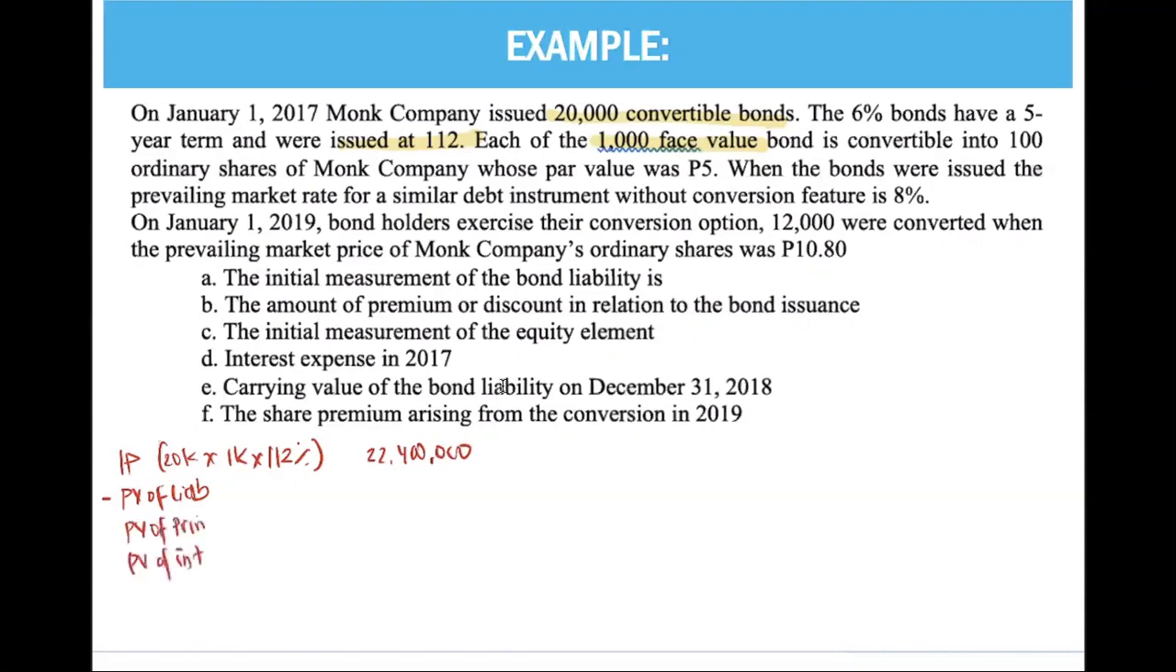Next, for the PV of liability, we need to get the PV of principal and the PV of interest. For our PV of principal, that is 20 million, right? 20,000 times 1,000 is 20 million. We use PV of 1. Of course, N is equal to 5, I is equal to 8% because that is the prevailing market rate. Now, PV of interest. Our interest is 6%, 20 million times 6%. So we need to use your PV of ordinary annuity of 1. N is equal to 5, I is equal to 8%. How much then will we get here?